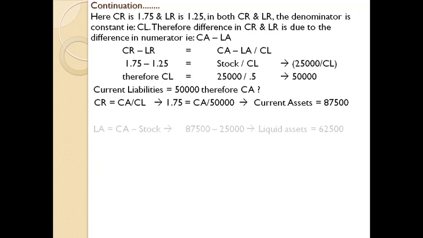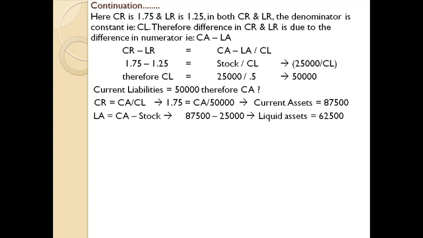Next, you need the value of liquid assets. Liquid assets is current assets minus stock, which we have computed now. The value of current assets is 87,500 minus stock 25,000, you will get liquid assets of 62,500. That's how you have to deal with various cases. Depending upon the situation or cases dealt with in that problem, sometimes you need to develop assumptions like this. We will deal with all these cases in the coming sessions, don't worry about it.